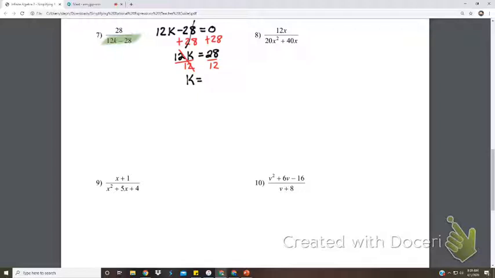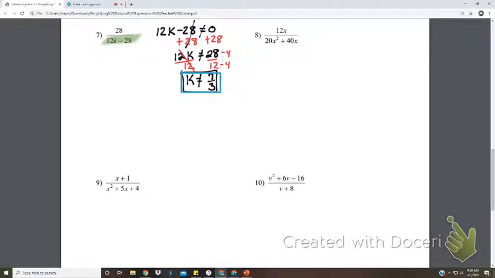And this is a fraction that we could simplify, so I'm going to divide top and bottom by the common factor of 4, which would make it 7 over 3. So in this case, k cannot be 7 over 3, or 2 1/3, or 2.33. I honestly prefer that you leave your answers as a fraction.